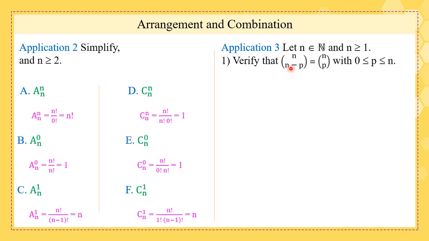Now verify that this combination is equal to that one where p is between 0 and n. Try to do it alone. If we begin by applying the definition of the combination here, we get n factorial over the difference between n and (n minus p) factorial times (n minus p) factorial, and this is nothing but C(n,p).